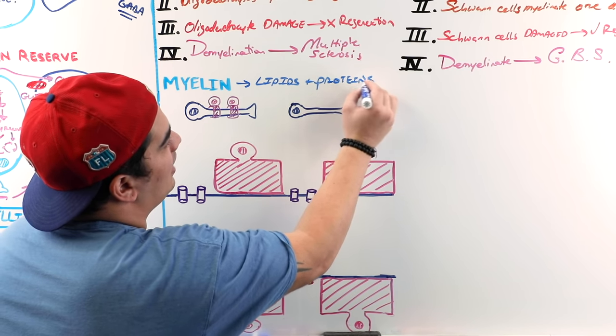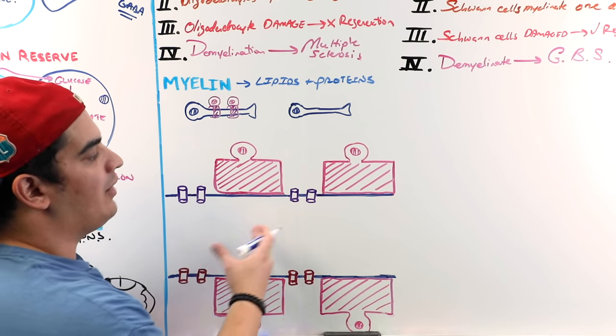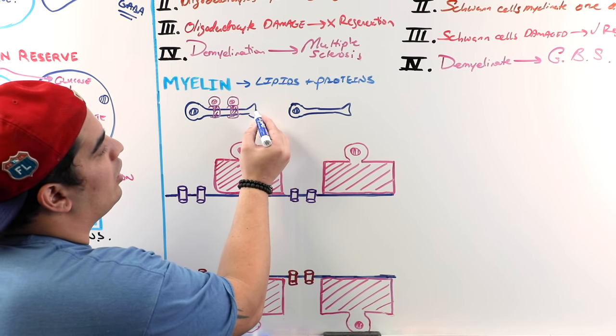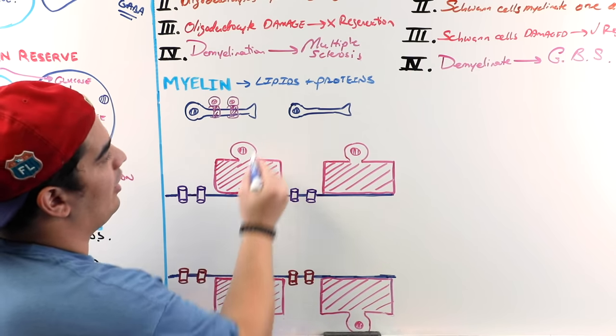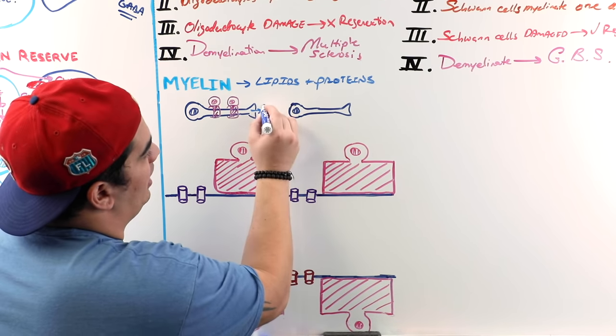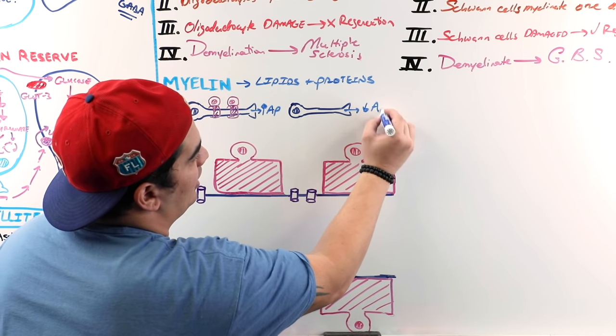And all it's designed to do is act as a good insulator and increase action potentials down the axons of a neuron. That's all it really does. So if you were to compare this neuron, which is myelinated, and this neuron, which is not myelinated, which one will have increasing action potentials? Obviously, it's going to be the one that's myelinated, and this one will have slower action potentials.